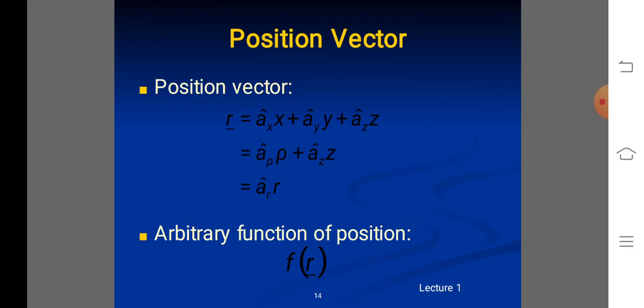Next, we look at the position vector. Position vector means the base vector arrangements placed according to their position, which is called the position vector, in their arbitrary function. So the arbitrary function is represented as f(r).